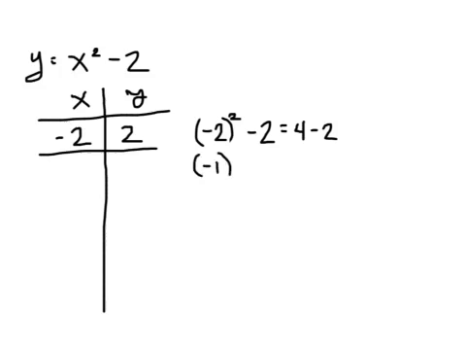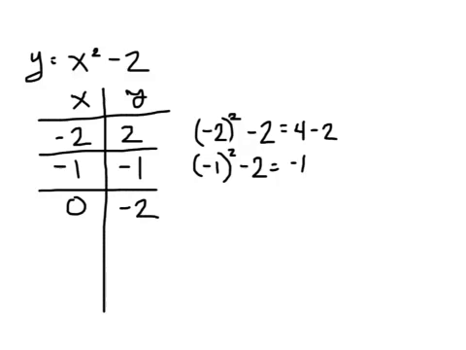Now I'm going to put -1 in there. (-1) squared is 1. 1 minus 2 is -1. If I put 0 in there, 0 squared is 0. Minus 2 is -2. I'm going to put 1 in there. 1 squared is 1. Minus 2 is also -1.